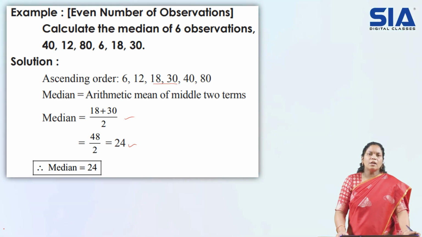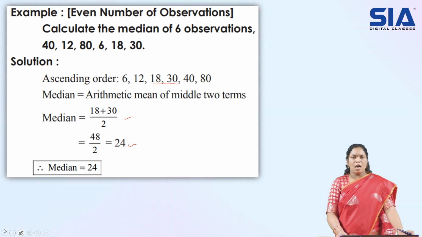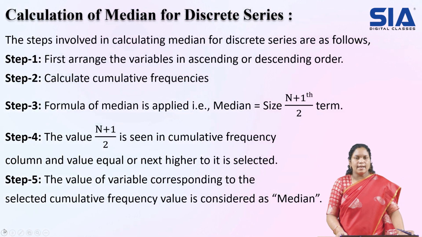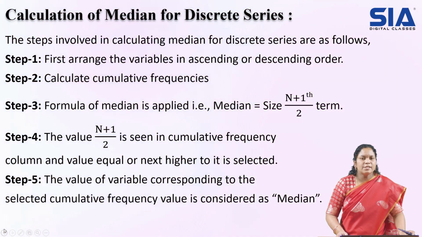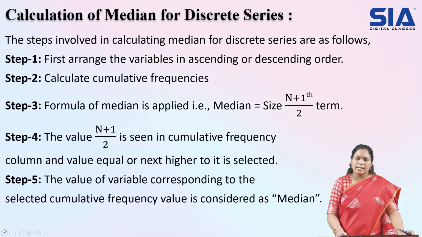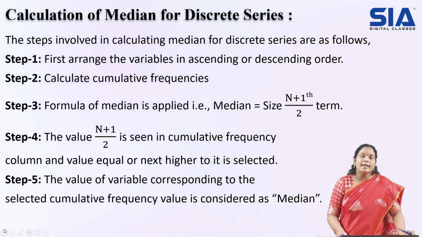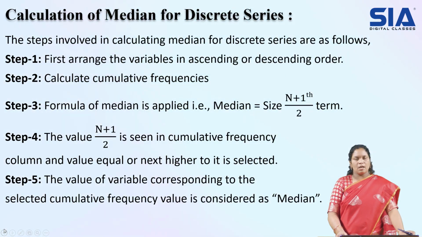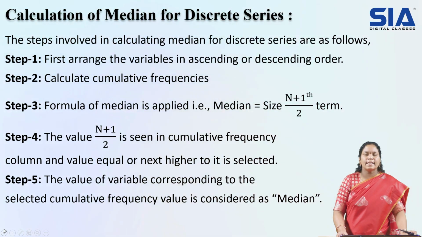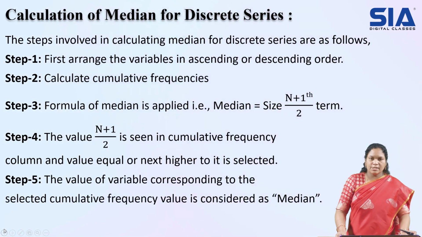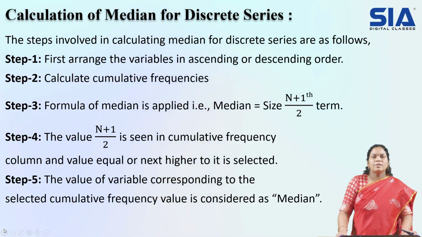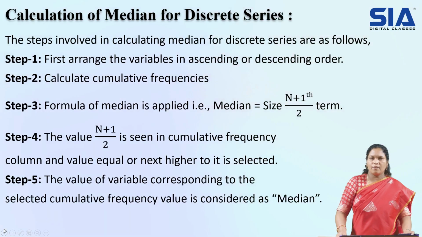Now let us check how the median needs to be found for discrete data. First, let us check the steps. Arrange the variables in ascending or descending order, just as we do for an individual case. Then find out the cumulative frequencies. Cumulative frequencies we know how to do, as we learned in the first unit.